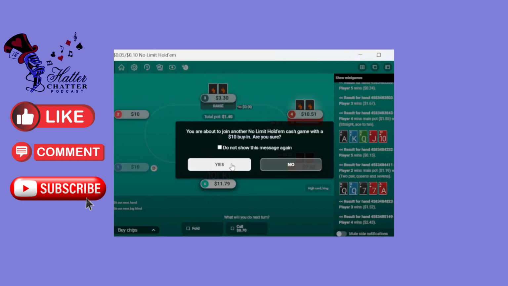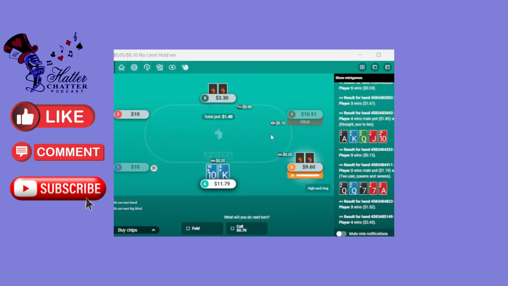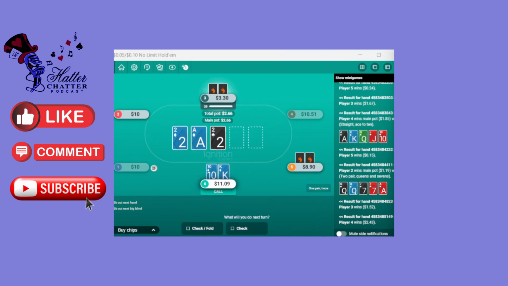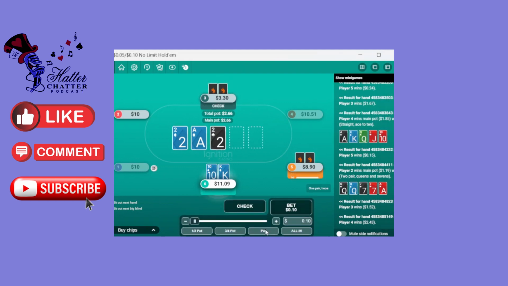Sorry, pulling up another table in real time. And my man right here in the small blind is going to go ahead and bump it up to 90. When the under the gun calls, I go ahead and call. I'm getting a decent price at this point. And I flop the nut flush draw. It checks to me.